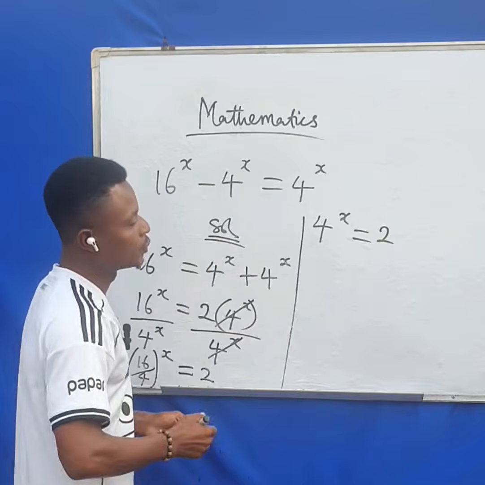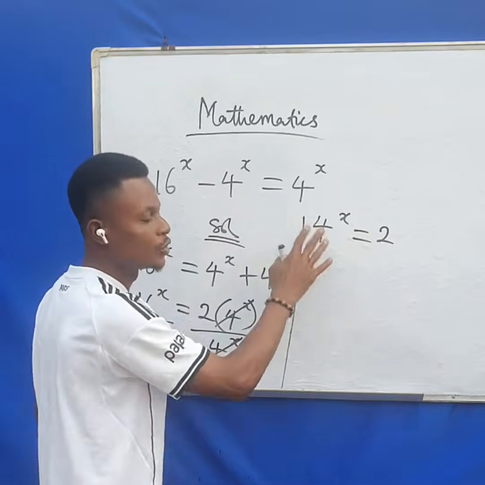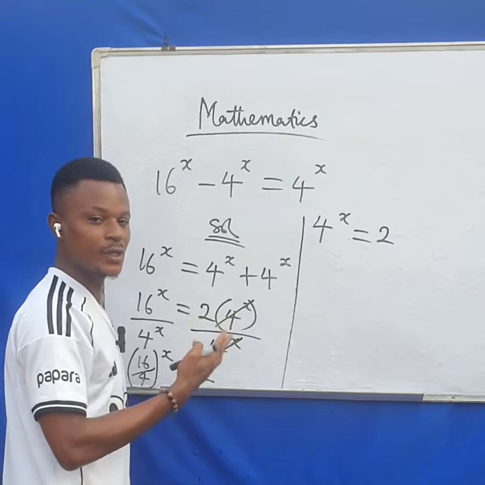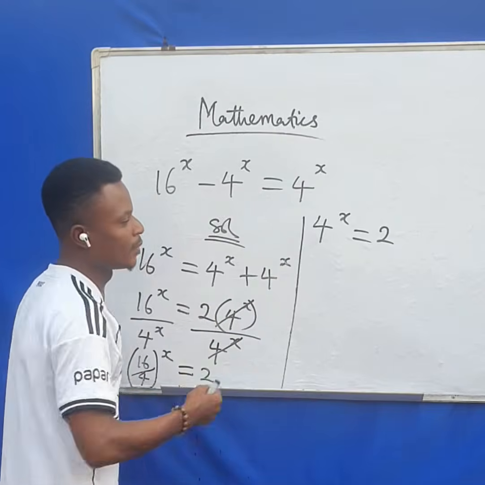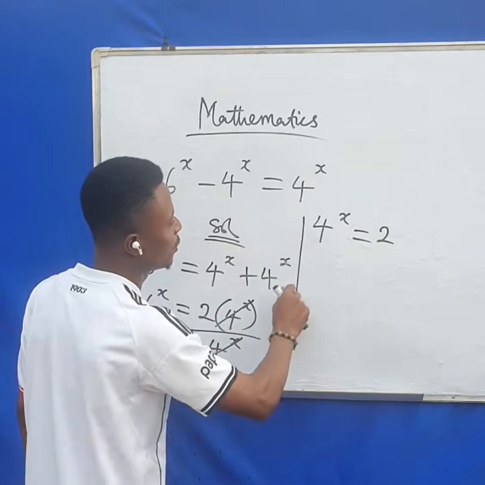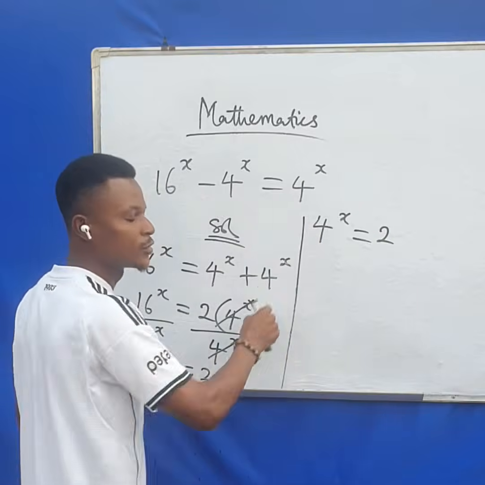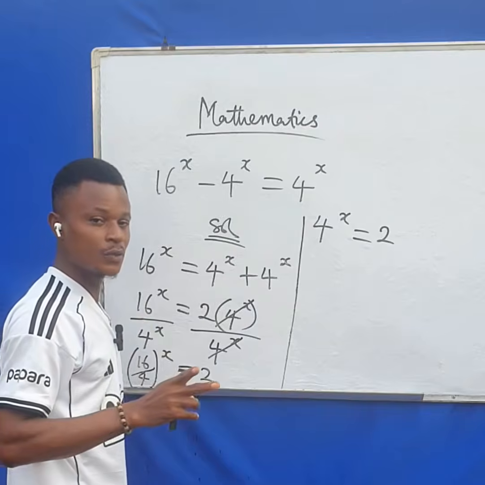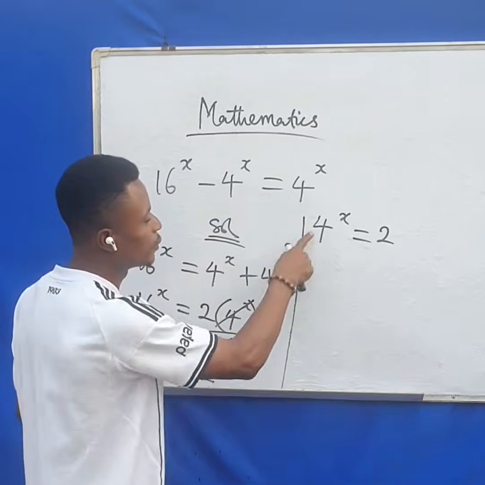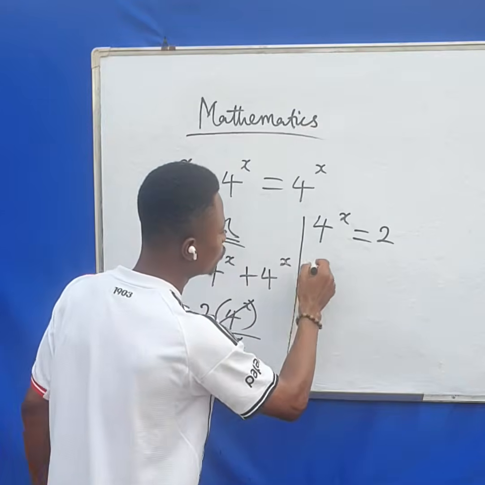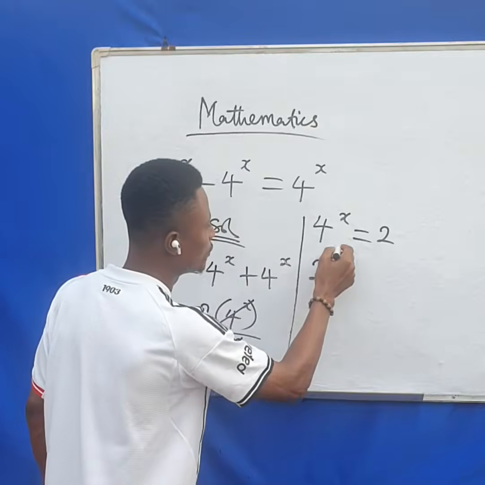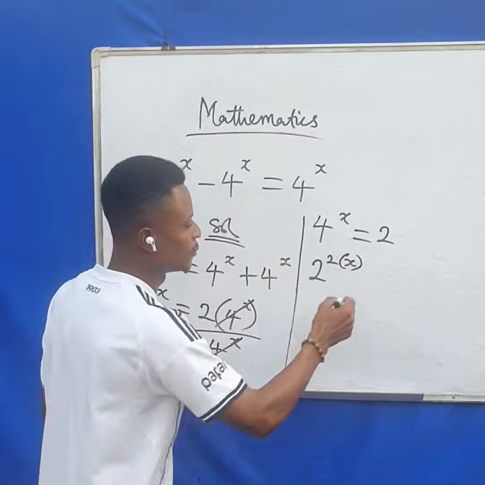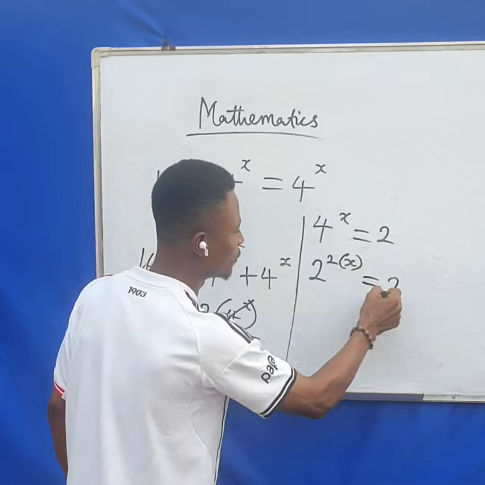The next thing we are going to do is to rewrite the equation in exponential form such that they will have the same bases on both sides of the equation. Now, because we already have 2 here, we need to write this 4 as 2 raised to the power of 2. 2 raised to the power of 2 gives us 4. You understand? So in place of this 4, we are going to write 2 raised to the power of 2, then raised to the power of this x, equal to this 2 here.